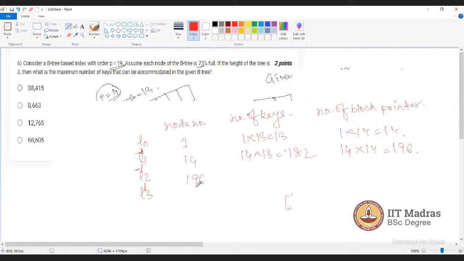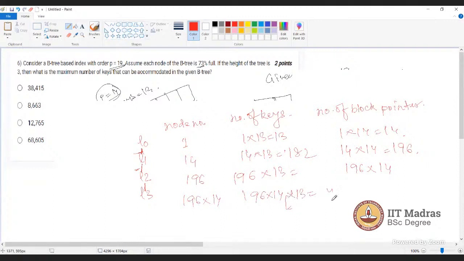Why are you multiplying it like 14 into 13? Okay, got it. So 196 into 13, please calculate it. After this, here you get 196 into 14, right? And at the next level you get 196 into 14, so here 196 into 14 into 13.